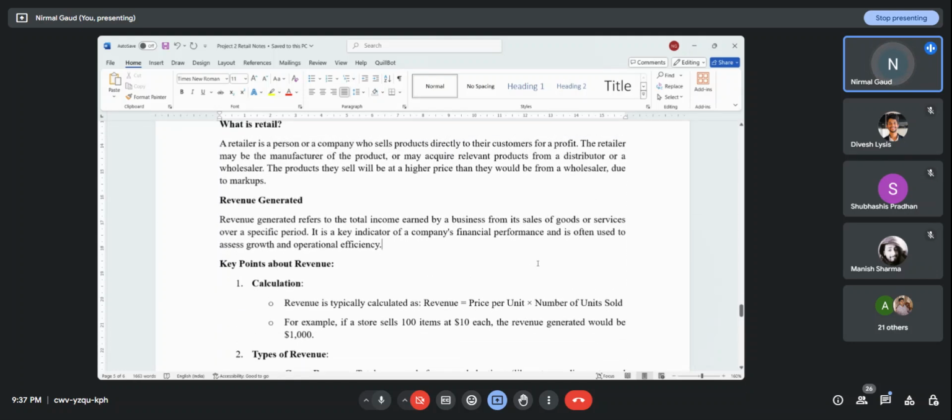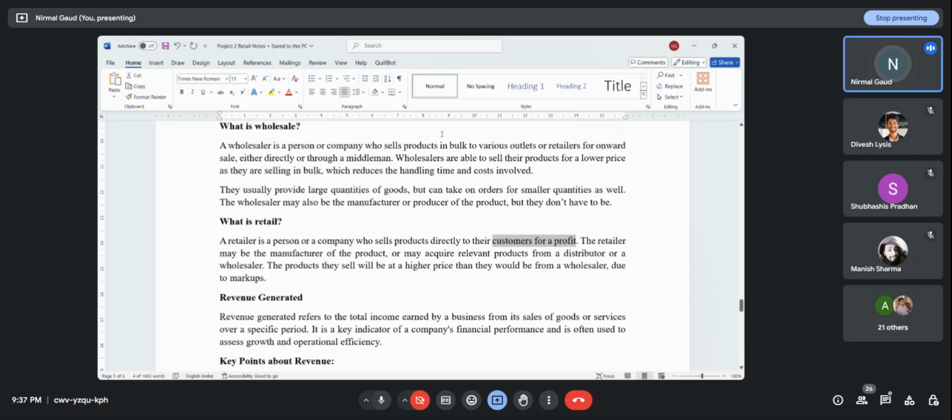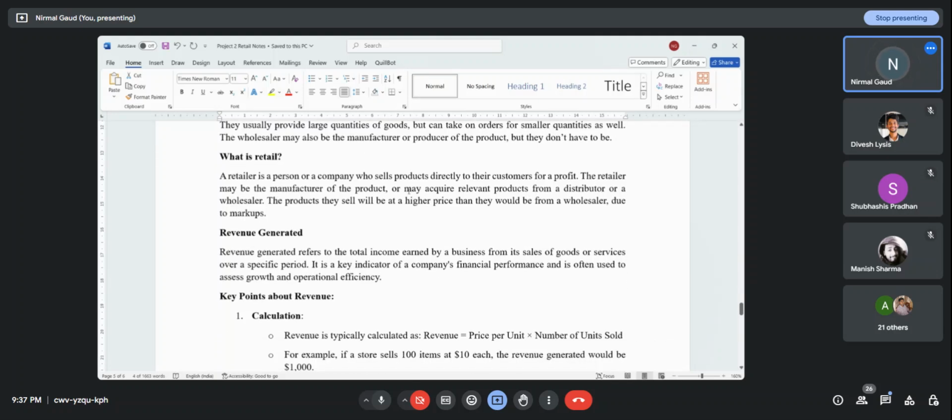In the case of retail, the retailer is again a person or a company who sells the products directly to the customer, and obviously for a profit. Everyone is going to work for a profit. Here also we have a profit, but at a lower margin, because the wholesalers sell the items in bulk. For retailers, it depends on how many consumers are going to purchase the items from them. So their goal is to gain profit.